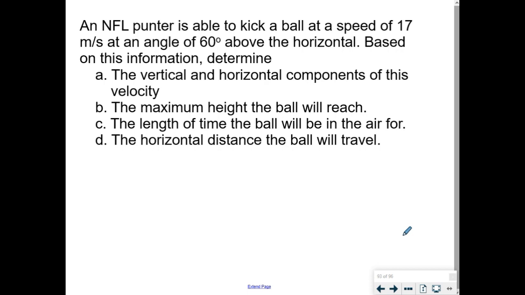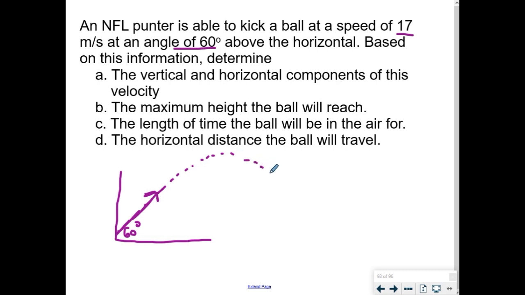An NFL punter is able to kick a ball at a speed of 17 meters per second at an angle of 60 degrees above the horizon. There's a bit of a change to this example, because what's happening here, if I were to draw a bit of a grid, is that the guy is kicking the ball, and it's got an initial vector of 60 degrees that he's kicking it at. And then the ball is going to go up, follow its parabolic path, and eventually hit the ground.